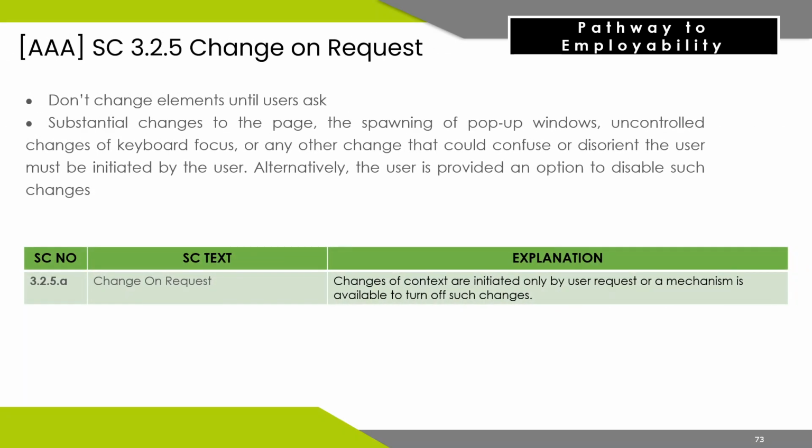The requirements for success criterion 3.2.5 Change on request are: 3.2.5.A Change on request. Changes of context are initiated only by user request or a mechanism is available to turn off such changes.